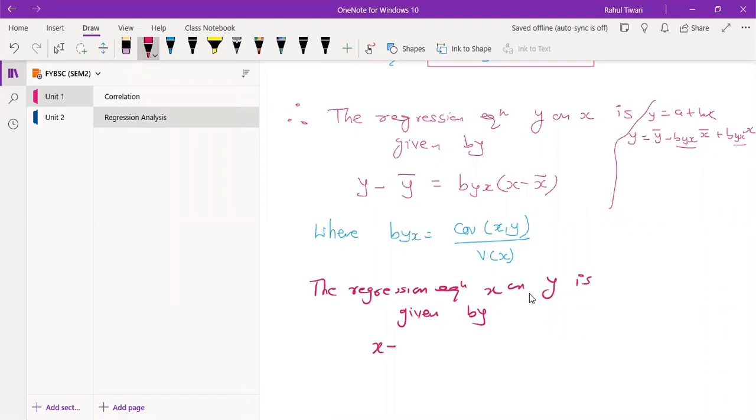So x minus x bar is equal to bxy times y minus y bar. Very good, very nice. And bxy is the covariance between x and y upon the variance of y. Because it is x on y, y is given to you, so whenever y is given, you have to divide by the variance of y. Just understand this concept, which is quite important.